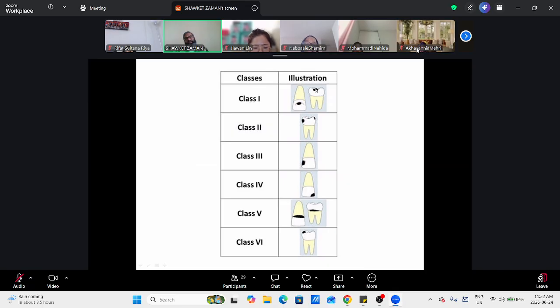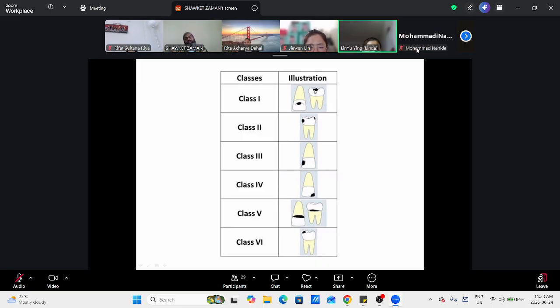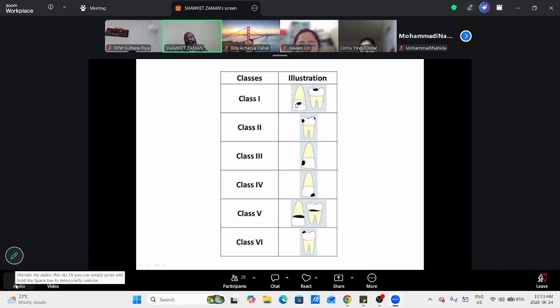So what you can see here, this black spot, where it is present, which surface is present here? Occlusal surface. What is the surface? Occlusal. Occlusal surface of which teeth? Anterior, posterior? Posterior teeth. And what about here? What is this surface? Incisal. Which surface is this? This is the lingual surface.